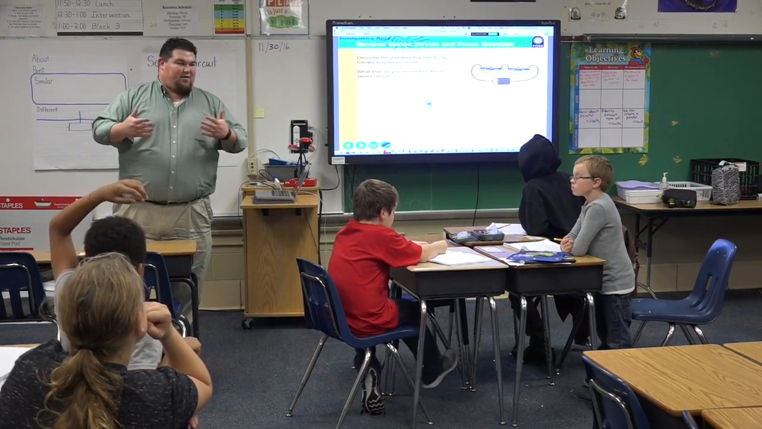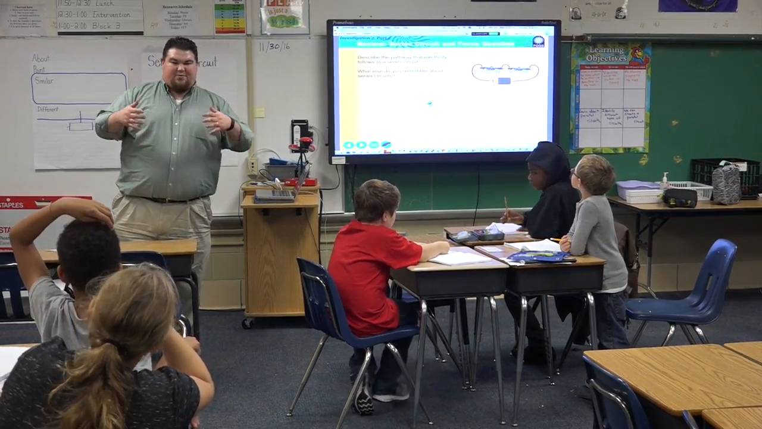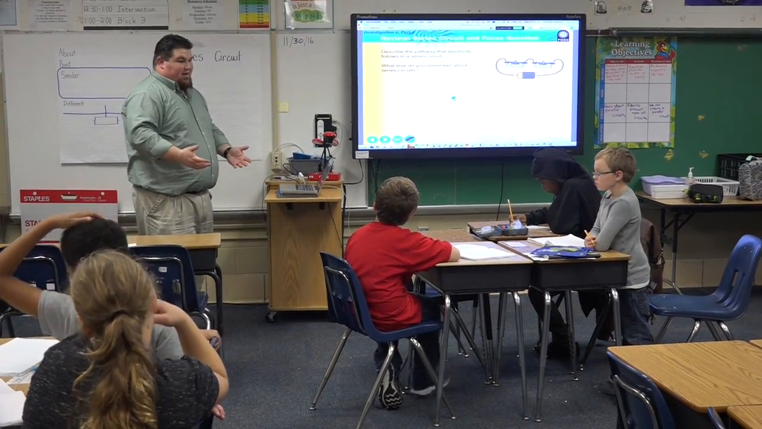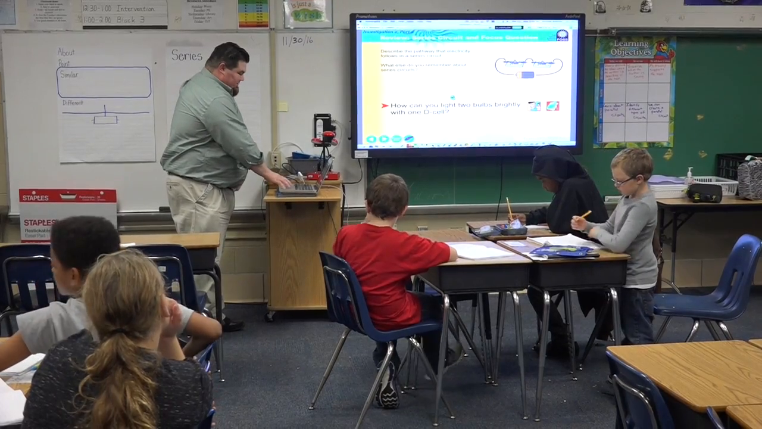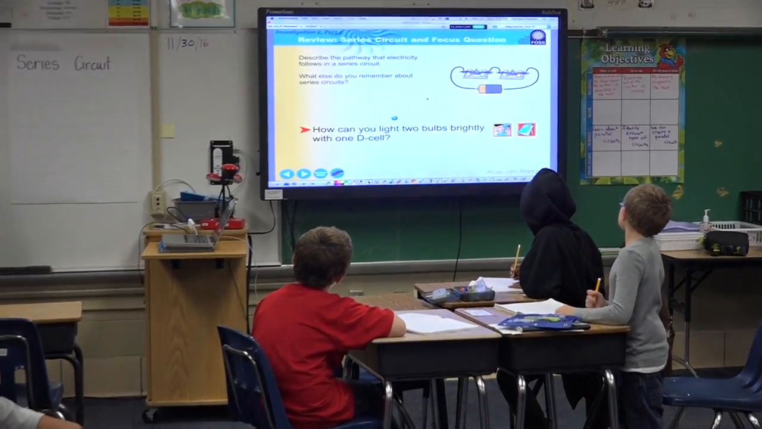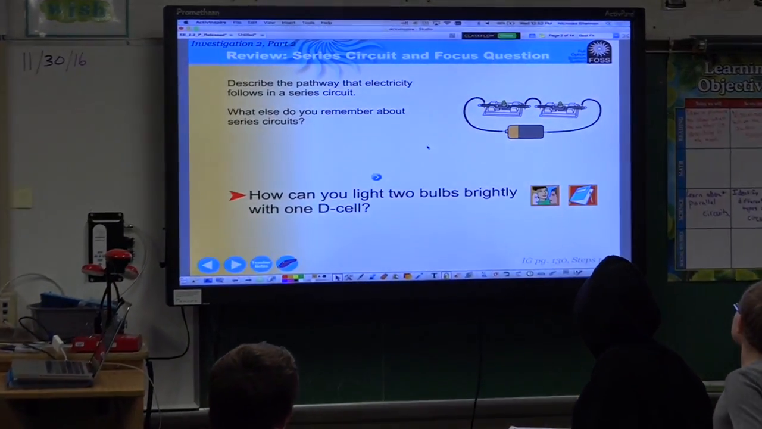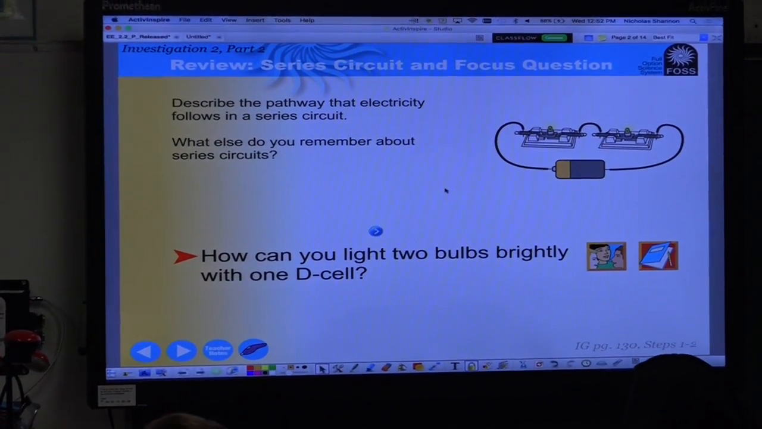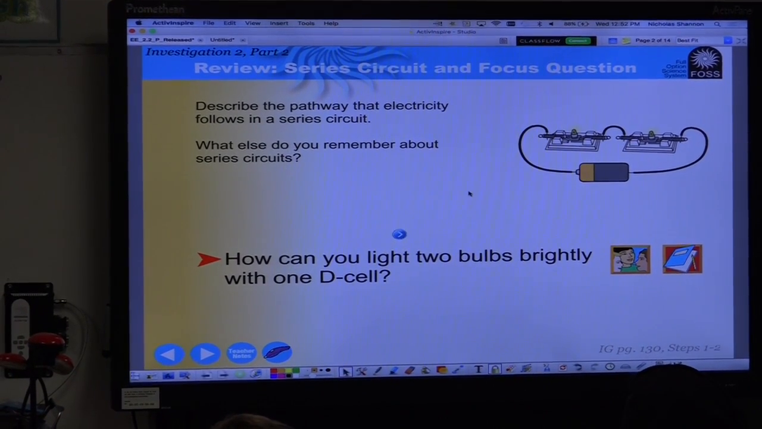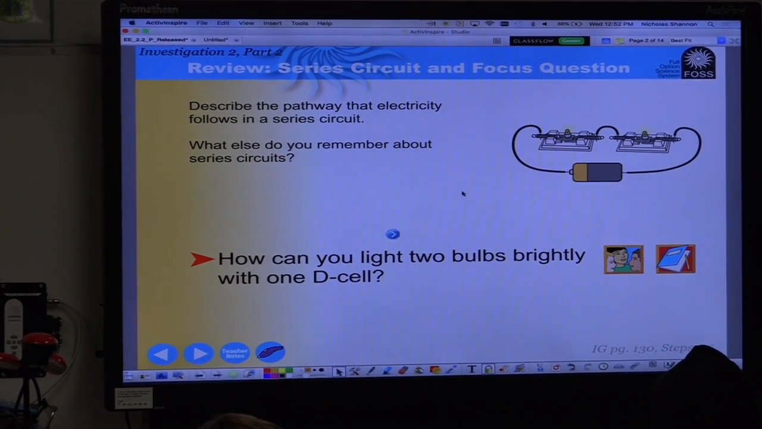If we want to make the light bulbs brighter, we added an extra dry cell. But how can we make 2 bulbs bright with just 1 D cell? How can we do that? You're going to get a chance to figure it out.